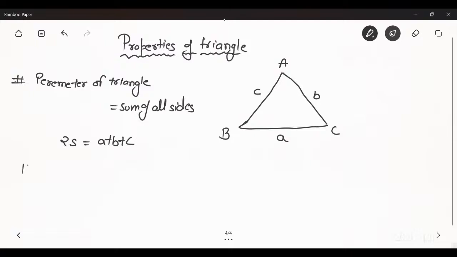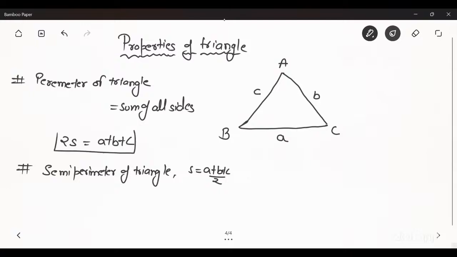Now next will be semi-perimeter of triangle. Semi-perimeter of triangle means half of the perimeter, which is denoted by S. So S is equal to (a plus b plus c) by 2. Okay. This was its perimeter. This was its semi-perimeter.